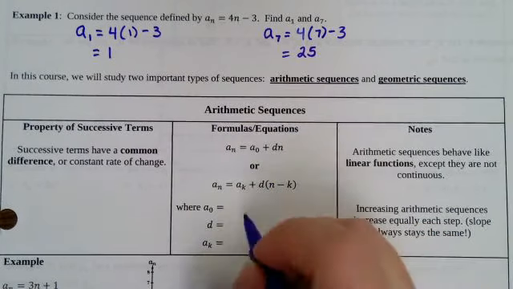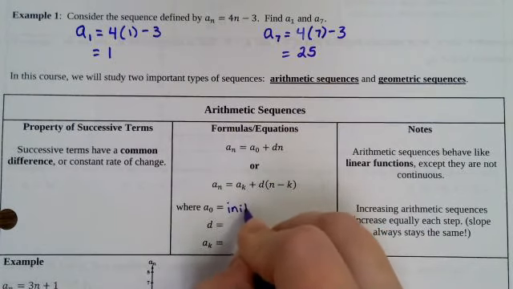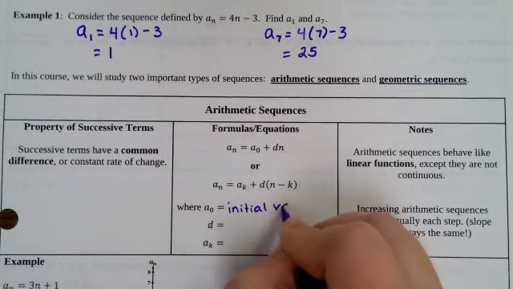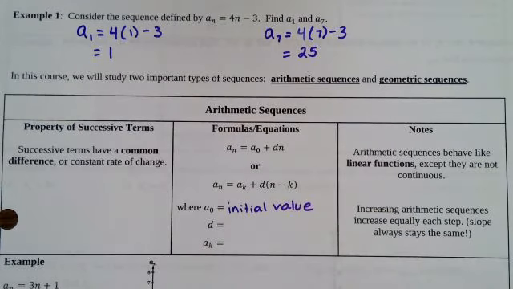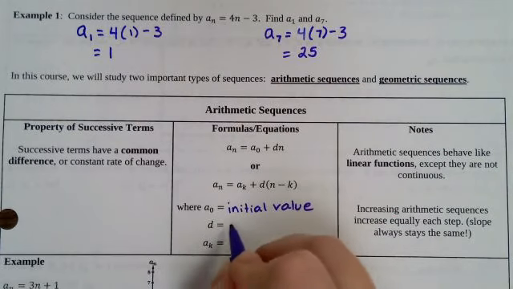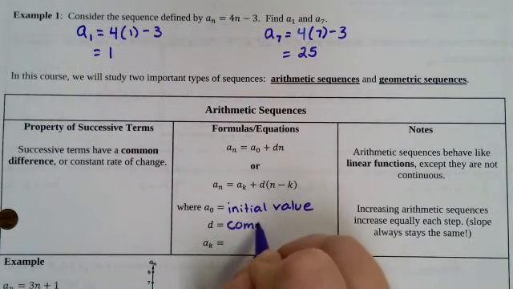This a sub 0 is considered the initial value. Okay, so that's like your starting place. Your initial value is your starting value. D in this situation is going to be considered your common difference.